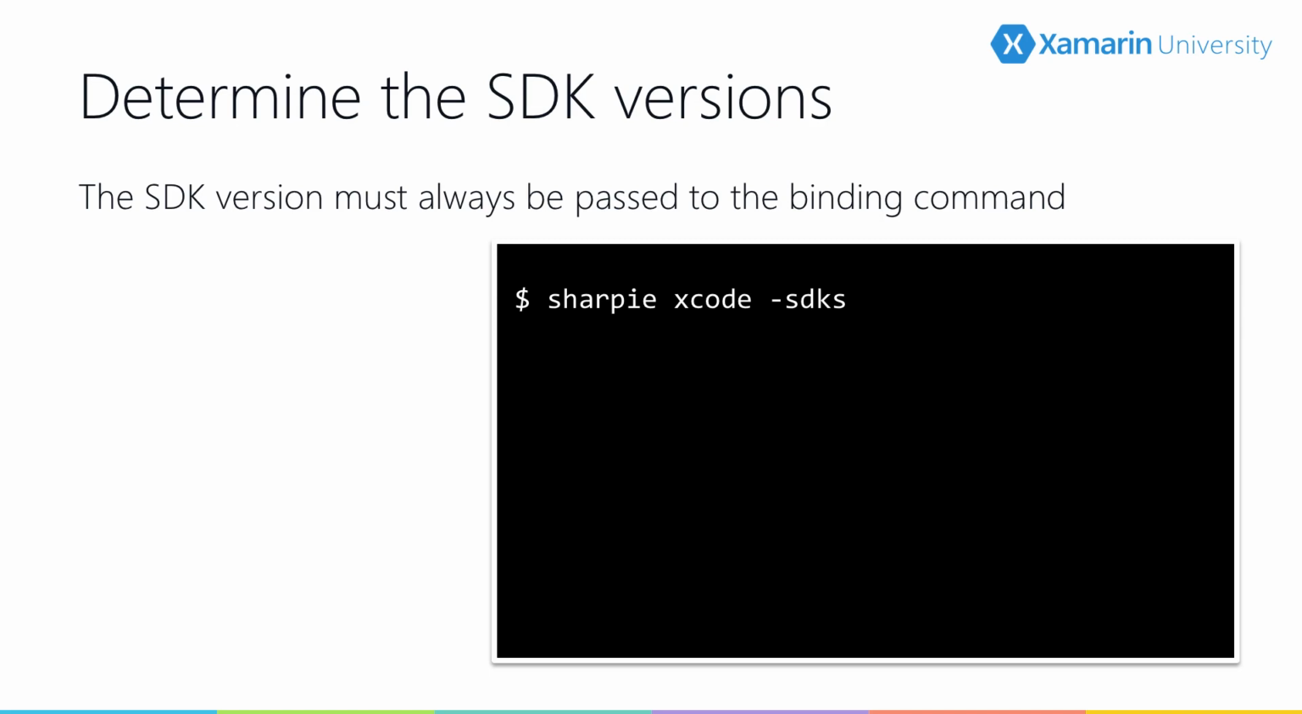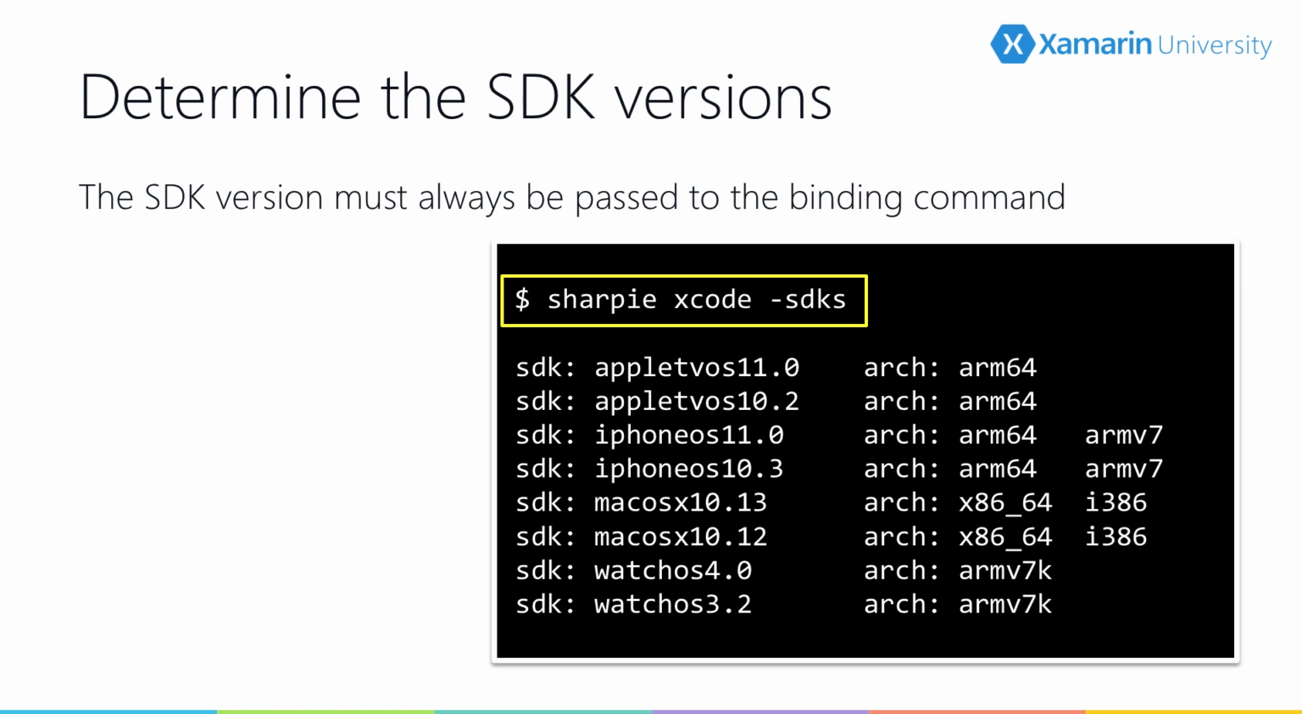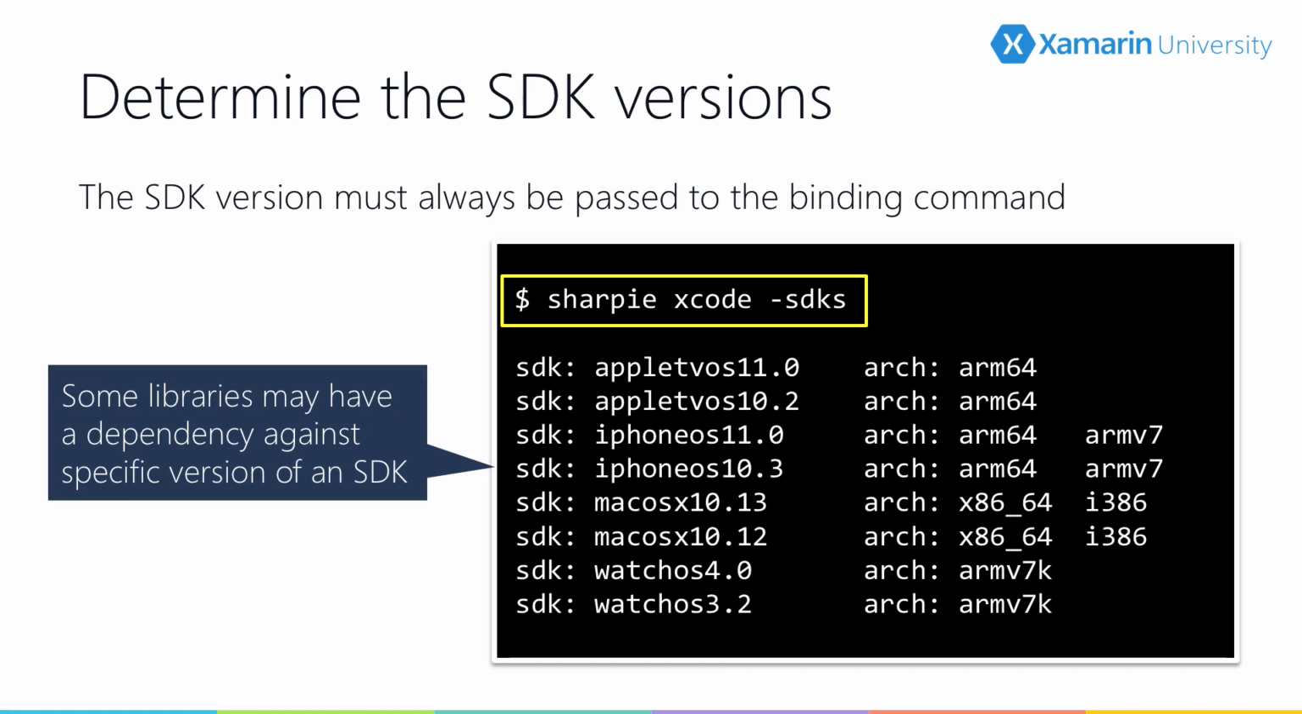It is always a good idea to inspect the Xcode SDK versions installed in your machine. When you run Sharpie Xcode-SDKs, an output listing will be displayed listing all installed SDKs. Remember though, the SDKs are managed via Xcode. Should you wish to install or remove SDKs, you will have to use it. Some libraries may have a dependency against specific versions of SDKs, which makes this step rather important. It is important also to note that an SDK version must always be part of the parameter set passed to the binding command. We'll make sure to highlight that as we go through our examples.